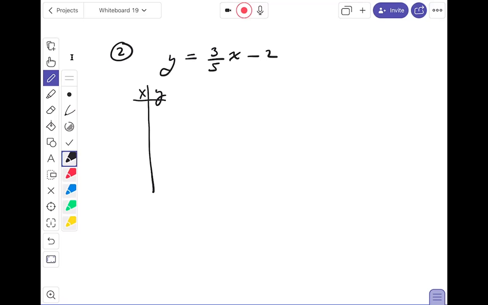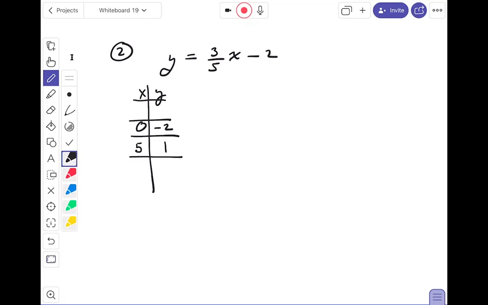I'm going to pick points. Again, I'm going to pick 0 for x because I believe it's easy. If it's not easy, I shouldn't be picking it. So what's 3/5 of 0? 0. What's 0 minus 2? Minus 2. Now, I'm not saying you can't pick 1, but I'll be honest with you, pick 1, you can get a fraction. So I'm looking for the first integer where I wouldn't get a fraction, and I would say the integer would be 5. Right? Why is that? 3/5 of 5 is 3, and 3 minus 2 is 1.